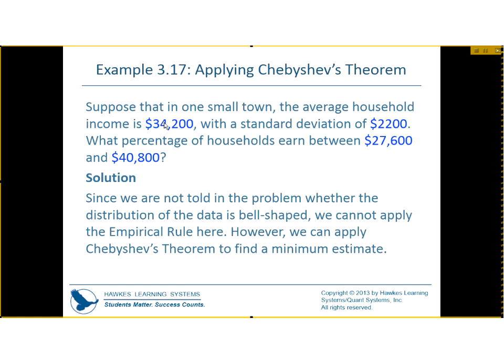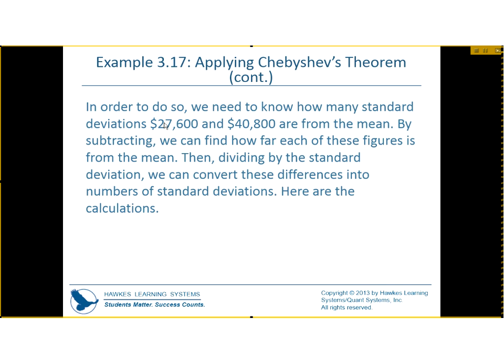So let's look at it. Suppose that in one small town, the average household income is $34,200 with a standard deviation of 2,200. What percentage of the houses earn between $27,600 and $40,800? Since we're not told whether it's bell-shaped, we can't apply the empirical rule, but we can make an estimate for it. In order to do that, we need to know how many standard deviations 27,600 and 40,800 are away from the mean. By subtracting, we can find out how far the figure is from the mean. And then by dividing by the standard deviation, we can convert it into standard deviations.